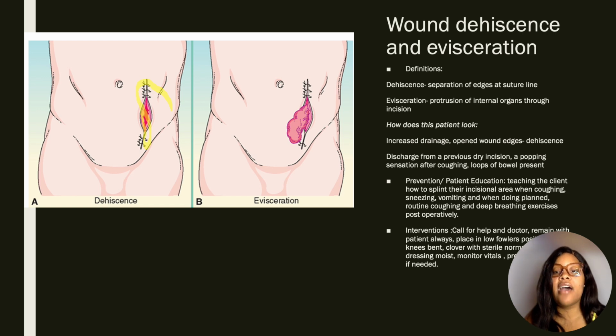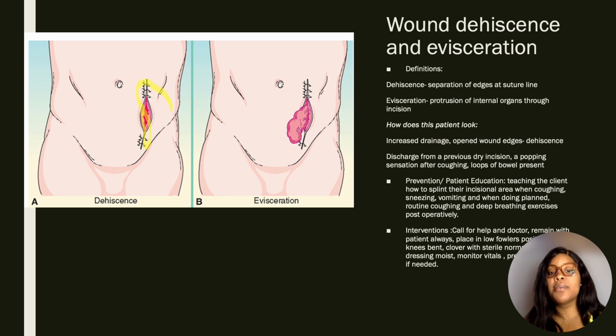All right, so how does the patient look? The patient will have increased drainage, open wounds, and then with evisceration, you're going to be able to see that organ. So what are you going to do if you see that a patient has evisceration? So this is a medical emergency. So the biggest thing that you're going to do is cover it with a moist normal saline gauze, and we're going to call the doctor ASAP.